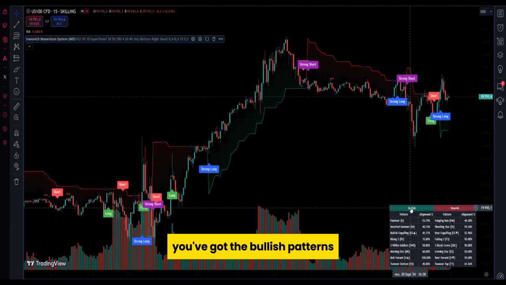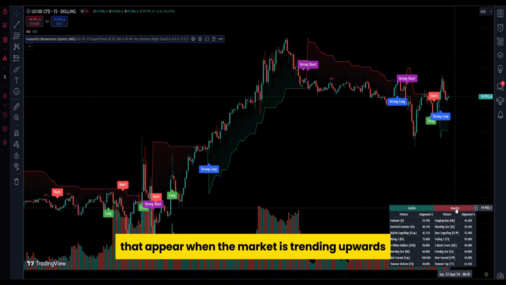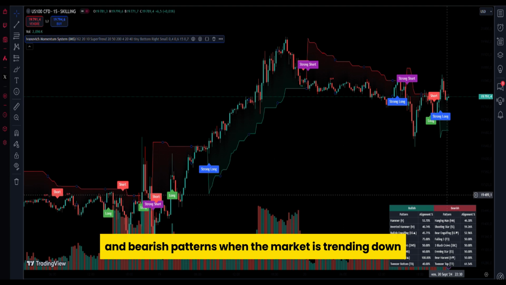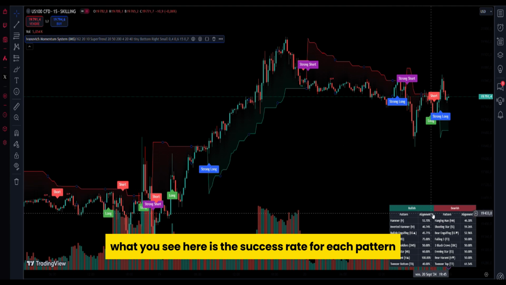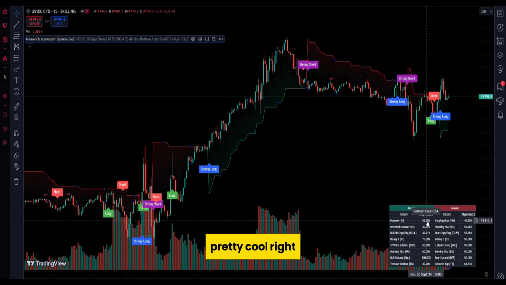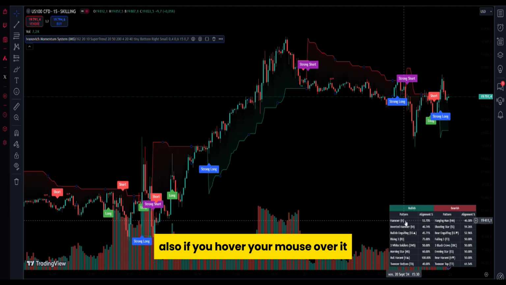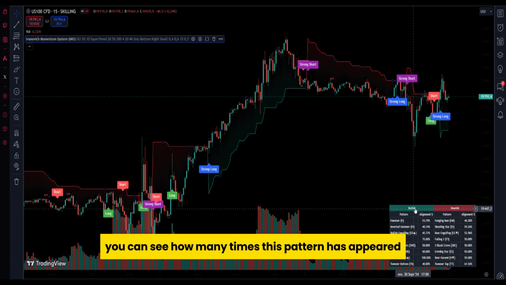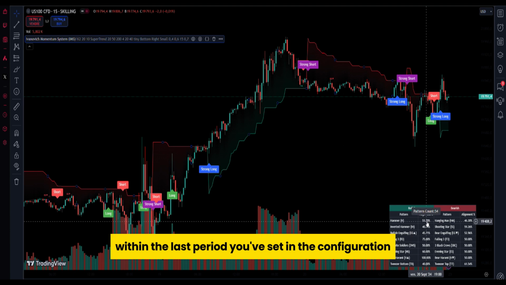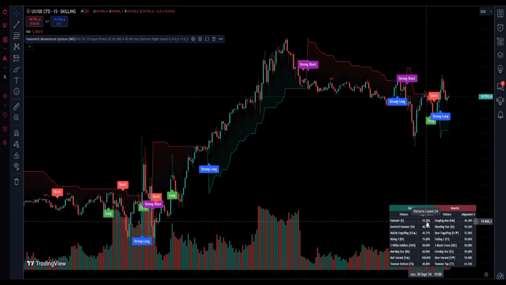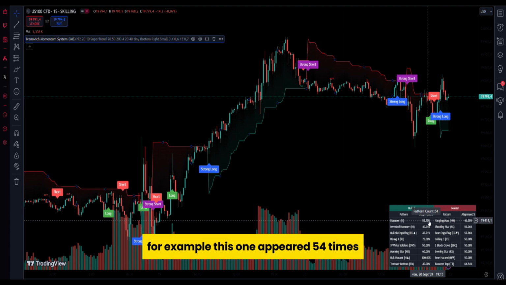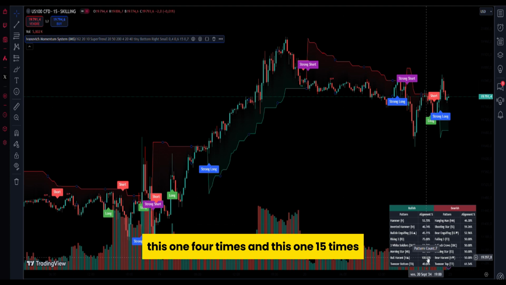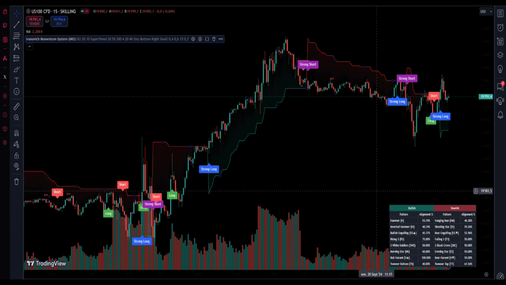Yep, you've got the bullish patterns that appear when the market is trending upwards and bearish patterns when the market is trending down. Now what you see here is the success rate for each pattern. Pretty cool, right? Also, if you hover your mouse over it, you can see how many times this pattern has appeared within the last period you've set in the configuration. By default, it's set to 5,000 candles. For example, this one appeared 54 times, this one 4 times, and this one 15 times.